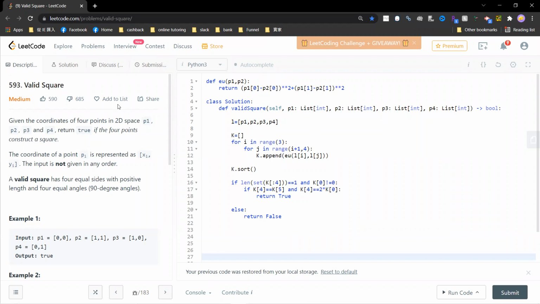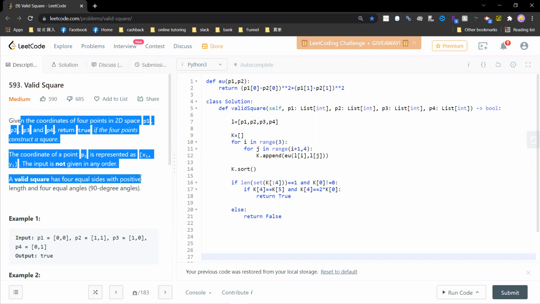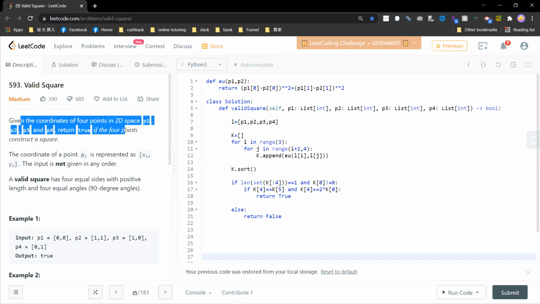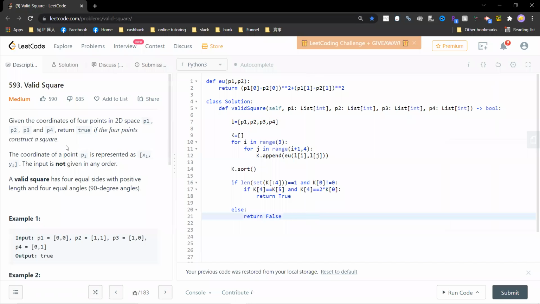Let's solve this LeetCode problem 593, Valid Square. I have my own way to solve it, so my solution is different from the official solution. You can reference both and see whichever you like. The problem is very simple: somebody gives you 4 points and you ask whether they form a square.